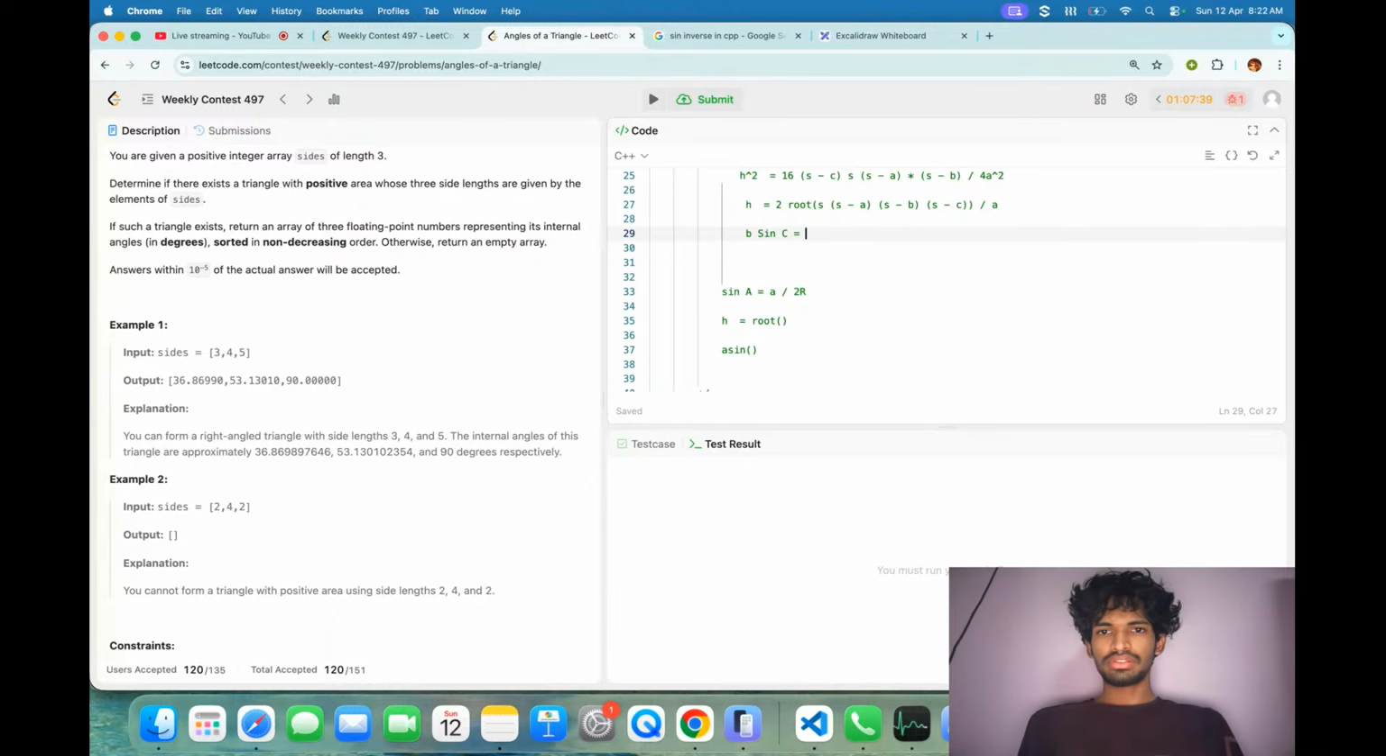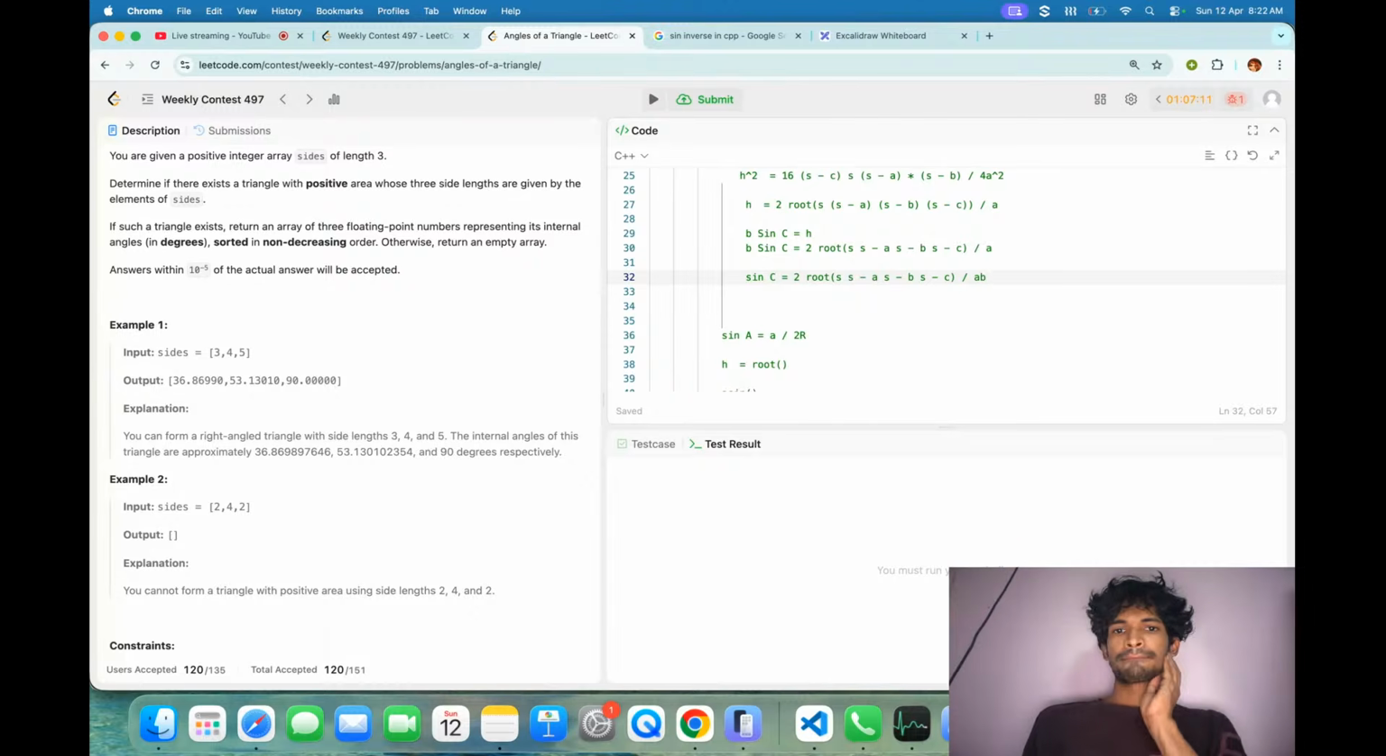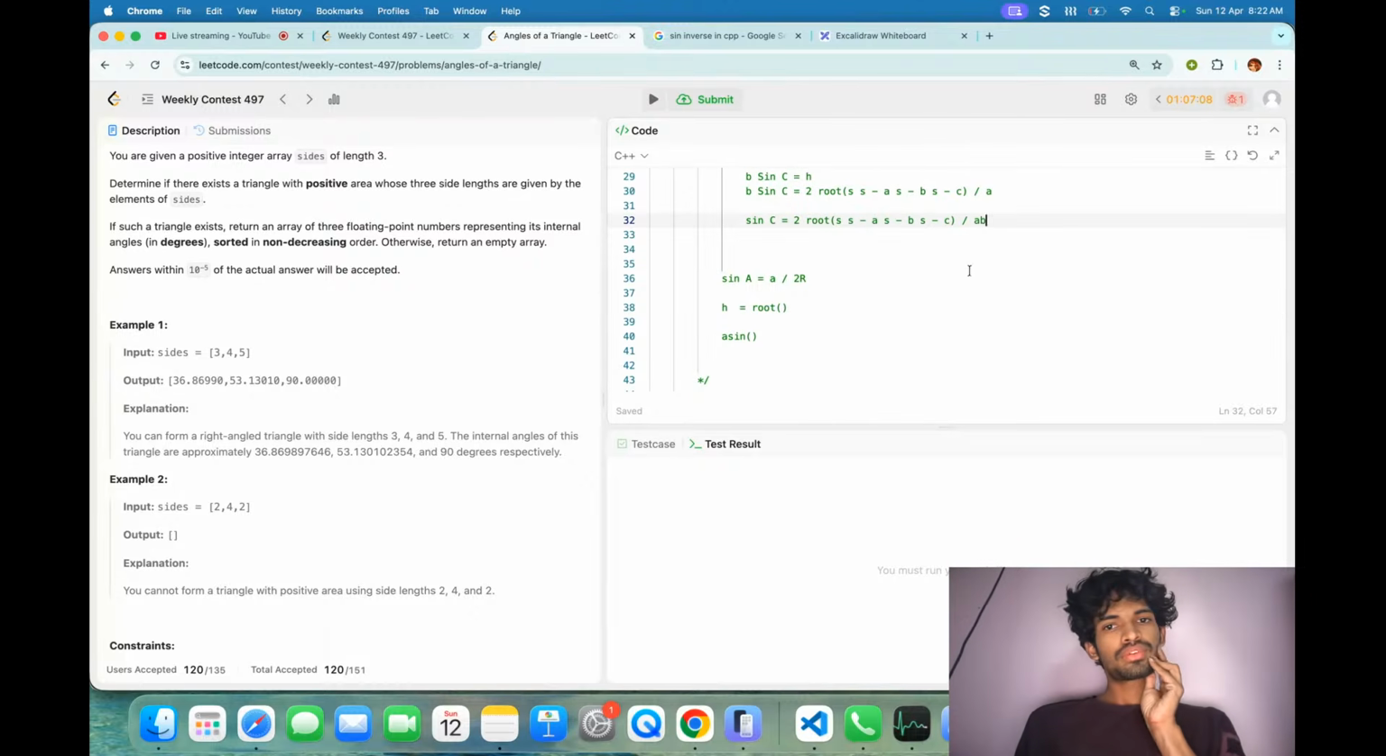Okay? So if you substitute H here, 2 root of S minus A, S minus B, S minus C by A. If you keep that here, by AB. If you try to compare these two things, okay, what is sin A by A or sin C by C?